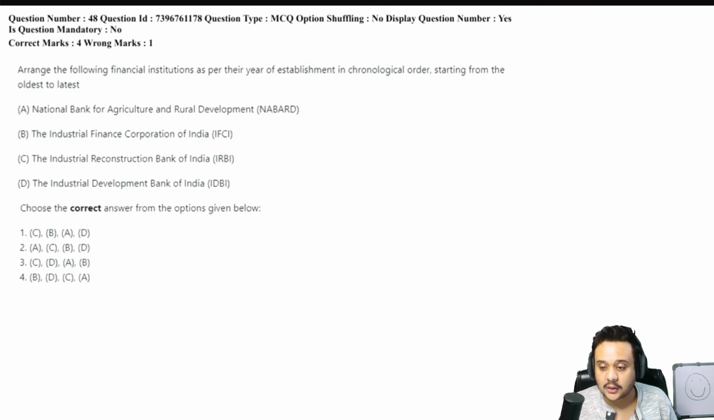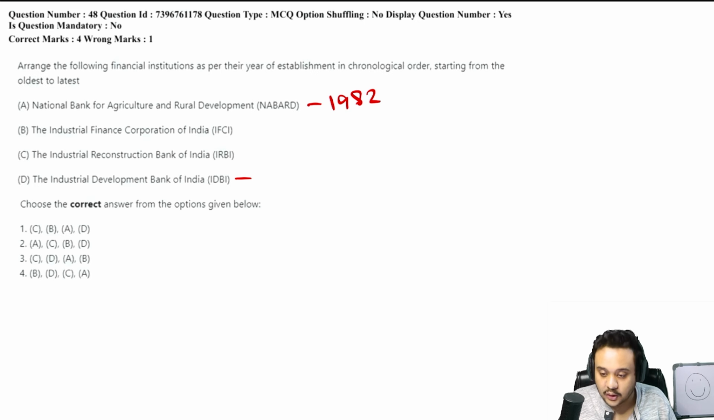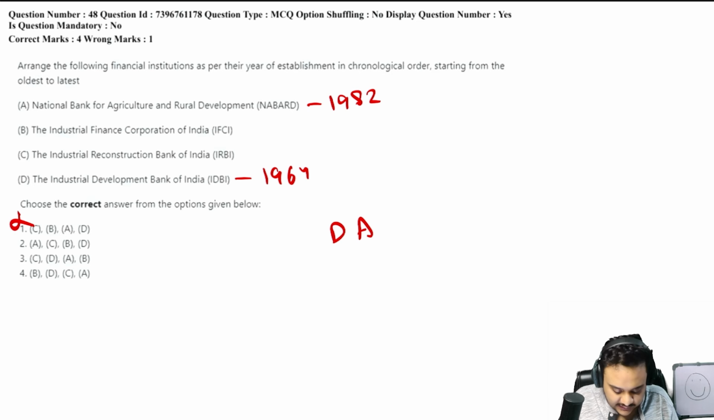Now, full disclosure, I did not know all of these in the actual exam. The question is just asking you to put these financial institutions in year of establishment from oldest to latest. What I knew in the exam for a fact was that this was established in 82, because I had done a college project on this. Secondly, I knew that IDBI is older than NABARD. I did not know the year then; now I know it is 1964. So if you look at the options, I can write D comes before A. If D comes before A, I can eliminate this and this, so all I am left with is 3 and 4.